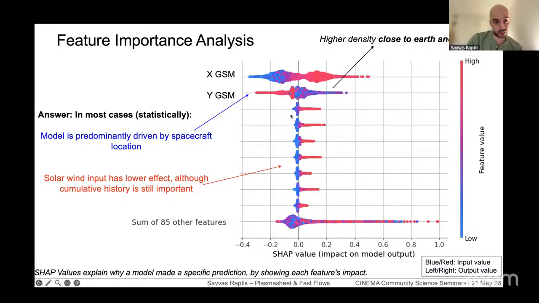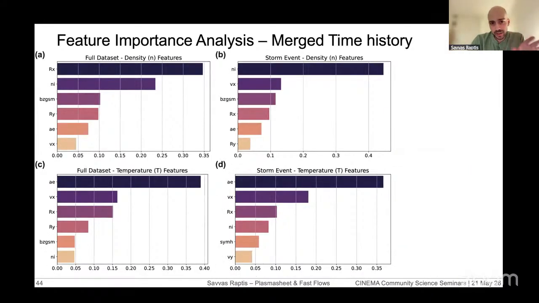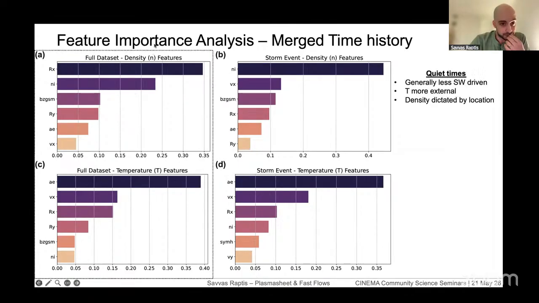So what this tells us is that for the majority of the cases, the two dominant features are basically the location of the spacecraft. In other words, the solar wind input has a relatively lower effect to drive the model compared to the actual location. And this can also be found in this plot, where we merge the time history. So here you can see on the left what happens during quiet time.